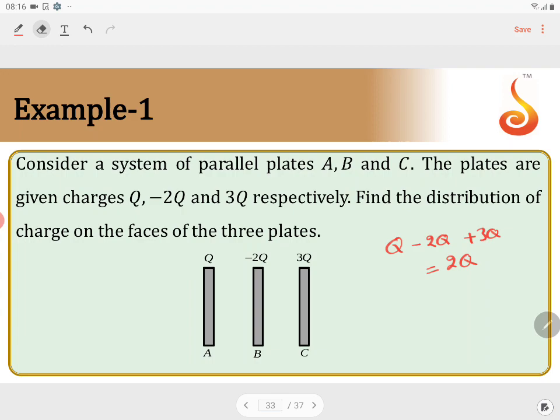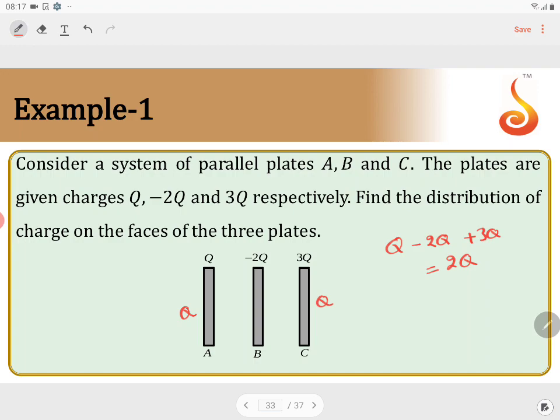After calculating that initial total charge, half of the initial total charge will appear on the outer surfaces of the extreme plates. So Q will appear here, Q will appear here. These are the outer surfaces of the extreme plates.